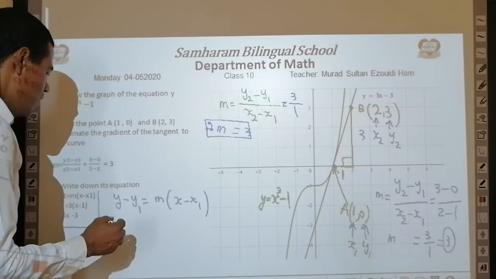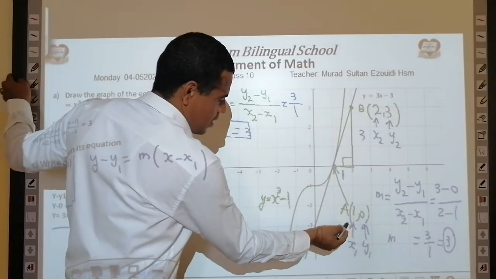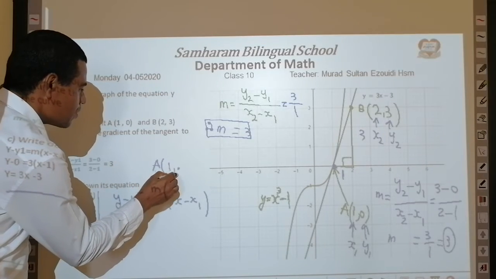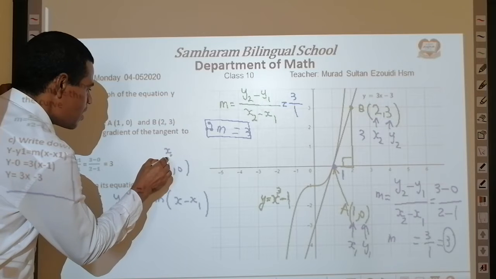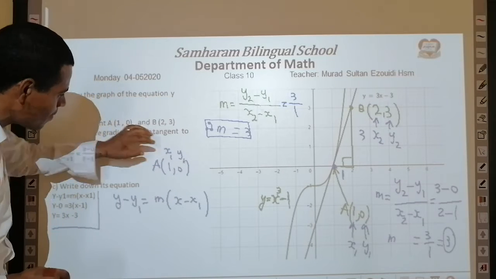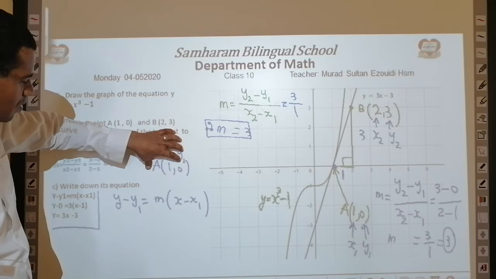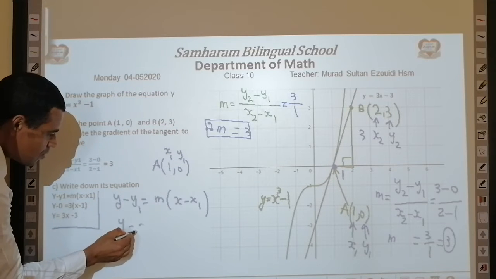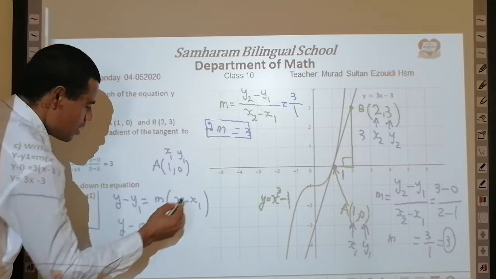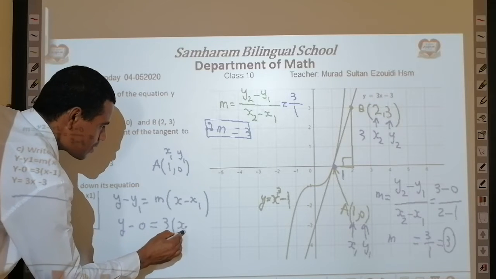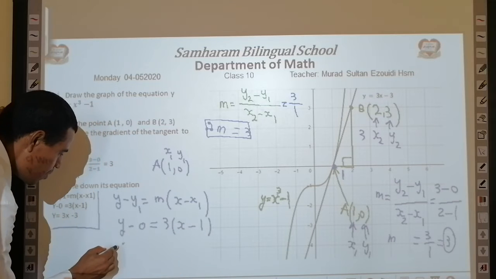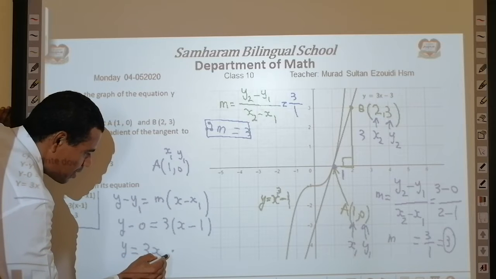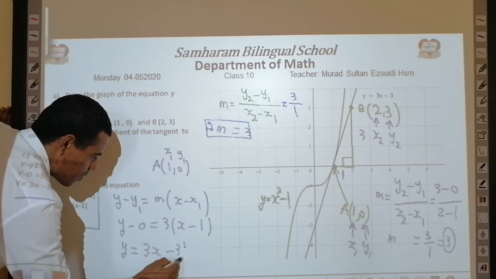Okay, so the coordinates of this point are 1, 0. Okay, I will write here A of coordinates (1, 0), meaning this is x1, this is y1. I will substitute the x and y coordinates of this point in here. It will be y minus 0 equals, the gradient is 3, multiplied by x minus 1. Then y minus 0 is y, 3 times x will be 3x, 3 times 1 is 3, but there is a negative sign, it will be negative 3.